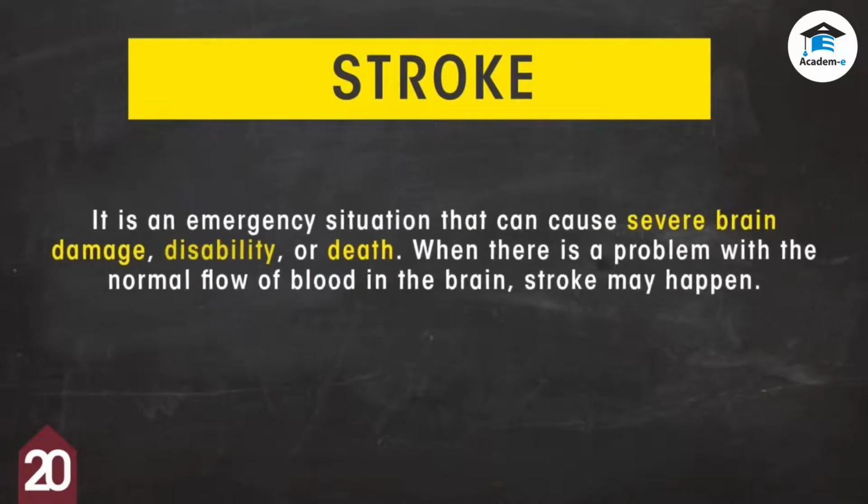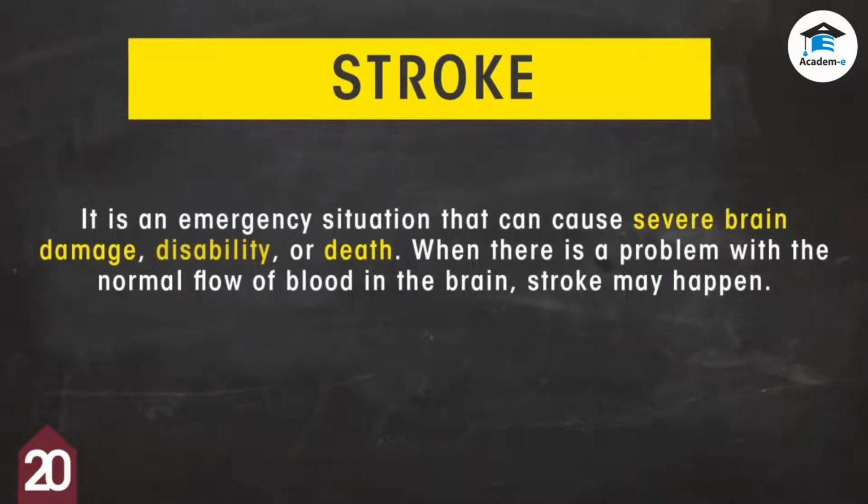Stroke. It is an emergency needing immediate medical help. This situation can cause severe brain damage, disability, or death. Your brain gets nutrients from the blood that passes through it. When there is a problem with the normal flow of blood in the brain, stroke may happen.